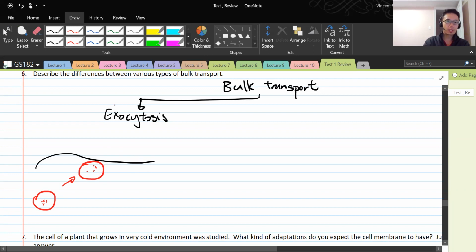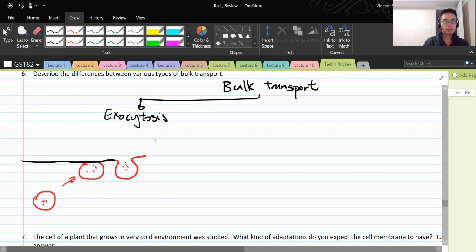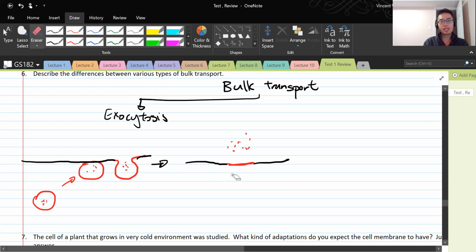It will fuse with the membrane like this. Okay. And then afterwards, what's going to happen is it will look like this. Okay, it will become part of the membrane and the material will be released. Okay, so this is exocytosis. And as you can see, you actually increase the surface area of membrane because you're adding a piece to it, right? Okay, this becomes part of the membrane afterwards.